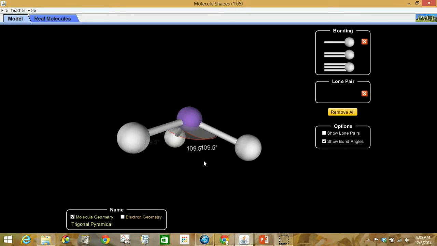So this is three atoms attached, one unshared pair of electrons. This doesn't correctly represent it, but the bond angle is actually less than 109.5, because non-bonding pairs, because they're not being shared between atoms, actually take up a little bit more space than bonding pairs.